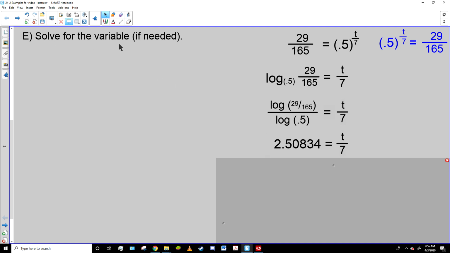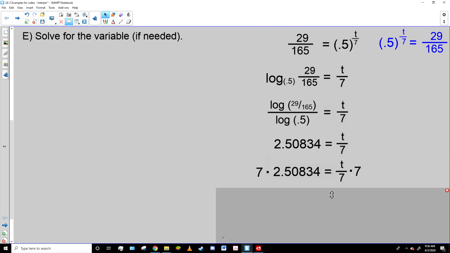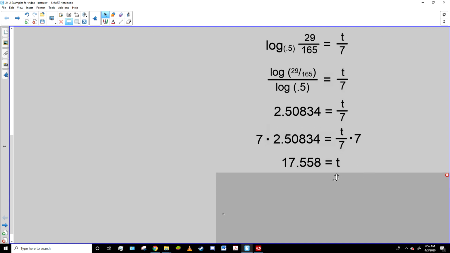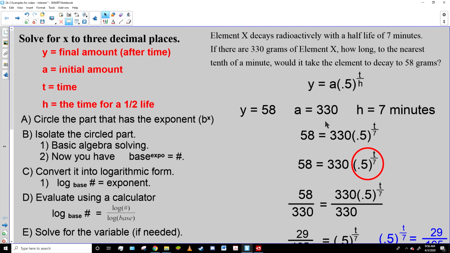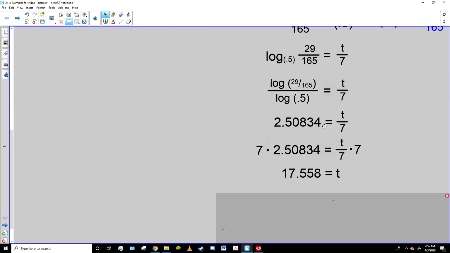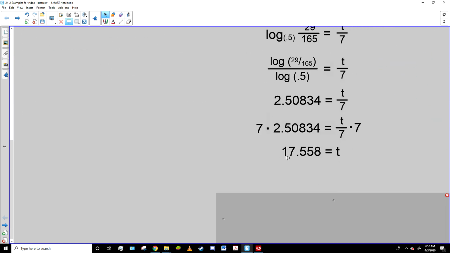But sometimes you still have to solve for the variable. This does not equal t, it equals t divided by 7. Well, how do you undo divide? You multiply. So if I multiply both sides times 7, I get t equals 17.558-ish. But I need the nearest tenth, they said. I'm sorry, I didn't finish it. Nearest tenth of a minute. So the nearest tenth of a minute would be 17.6. So let me just add that on there real quick. 17.6. And there's your time.